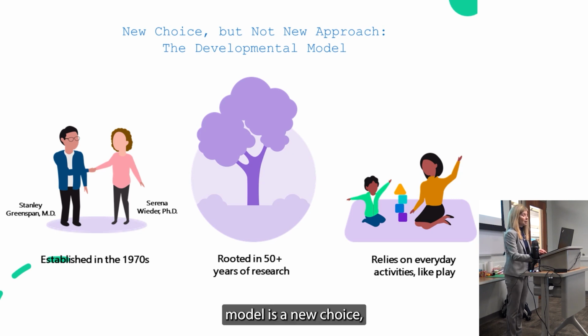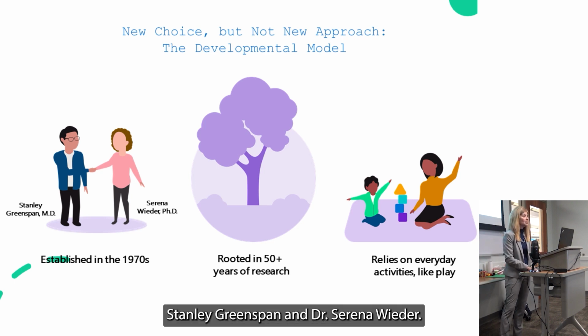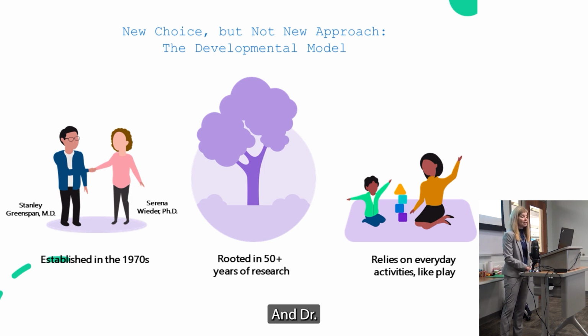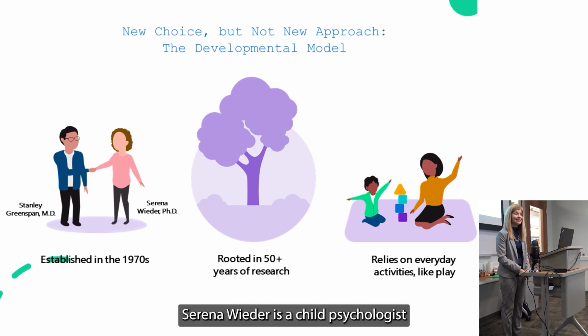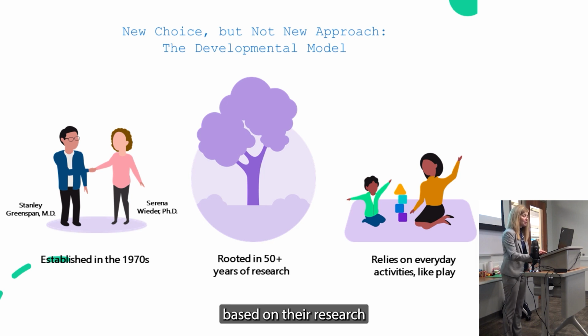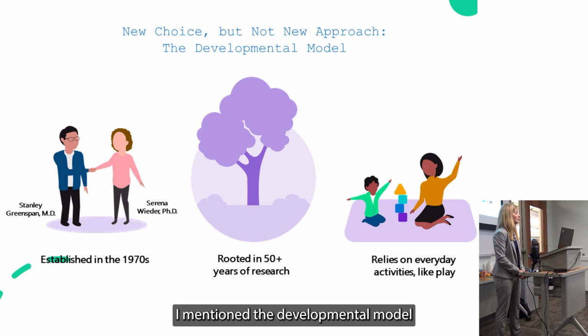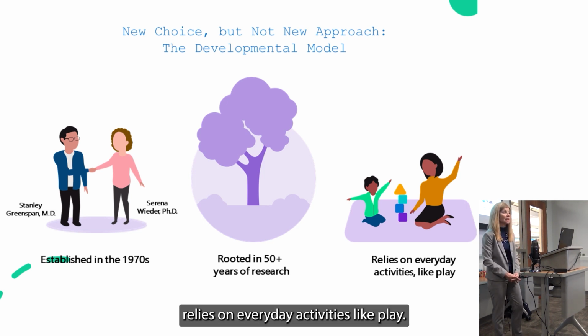So the developmental model is a new choice, but not a new approach. It's based, most commonly, on the work of Dr. Stanley Greenspan and Dr. Serena Wieder. Dr. Greenspan was a child psychiatrist who's no longer living. Dr. Serena Wieder is a child psychologist and is still much alive and practicing. The DIR model was established in the 70s based on their research, and the research has expanded with 50 plus years of research and going strong. I mentioned the developmental model relies on everyday activities like play.